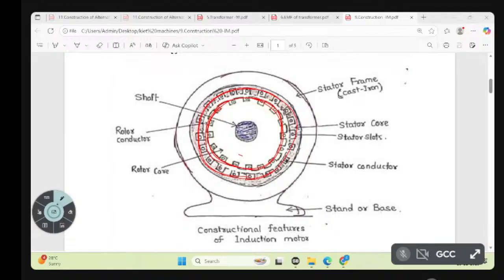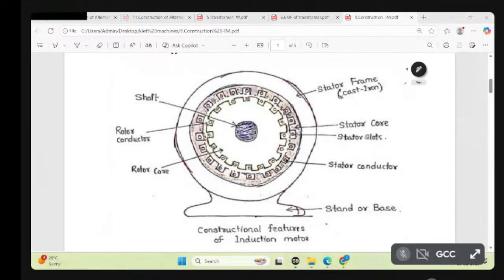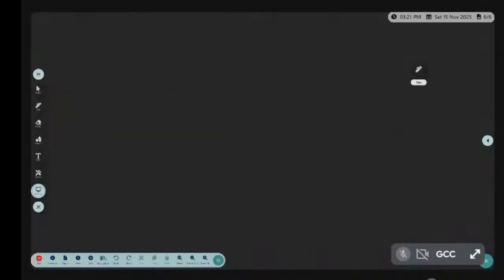Applications of generator, DC generator, applications of DC motor, application of alternator, application of induction motor, application of transformer. Where can you use them? Okay, one or two applications is enough, right? Because it is only a short answer question. Okay.